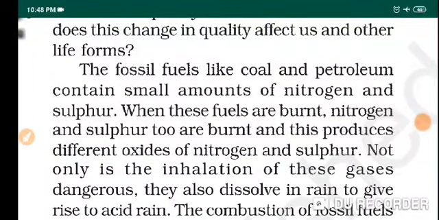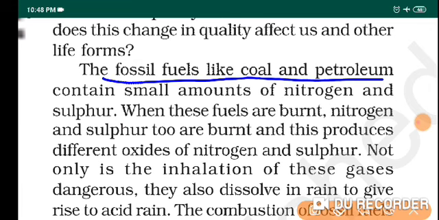First of all, how is the air polluted? When the fossil fuels are burnt, fossil fuel means which? Fuel which is formed from the fossil. The coal and petroleum are the two important fossil fuels. When they are burned, they release nitrogen and sulfur into the atmosphere. The oxides of them are released into the atmosphere.